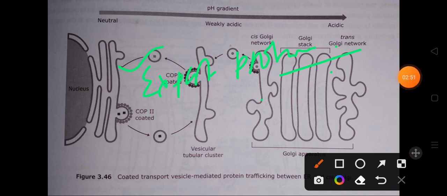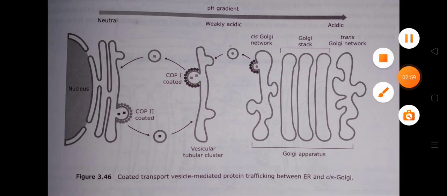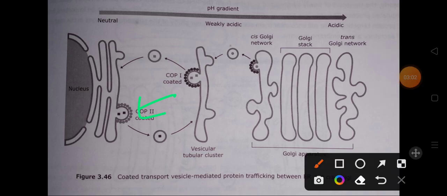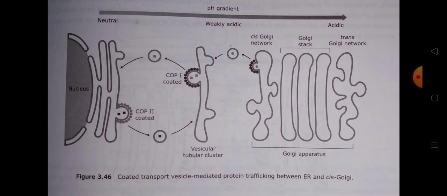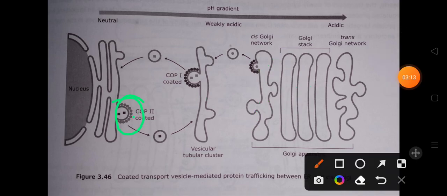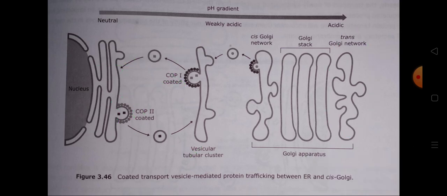Now, how will this export protein be transferred? It will be transferred with the help of vesicles known as transport vesicles. These transport vesicles will transfer the export proteins from the ER to the cis Golgi, which is the first compartment of the Golgi complex. Now remember, from this side the first Golgi will be known as cis Golgi, and from this side it will be known as trans Golgi.